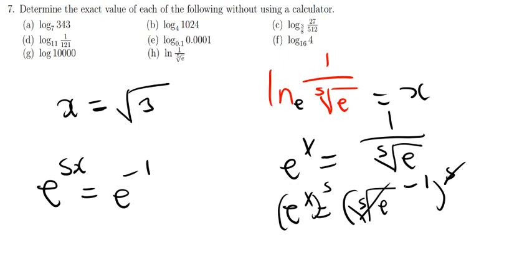Have you seen what I've done? I have raised to the power 5 so that the fifth root cancels out with the 5. Then I need to do the same thing to the other side, so this is to the power that, and it's going to be x times 5, which is 5x. So e to the power 5x is equal to e to the power negative 1. So e and e can go, and I'll remain with 5x equal to negative 1. So the final answer will be x equal to negative 1 over 5.